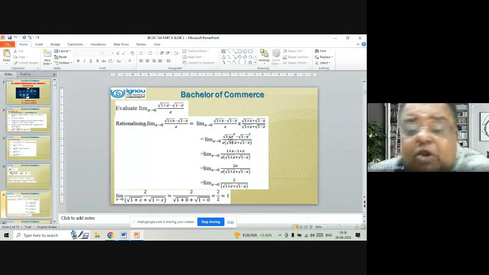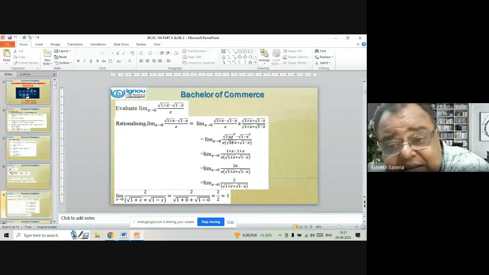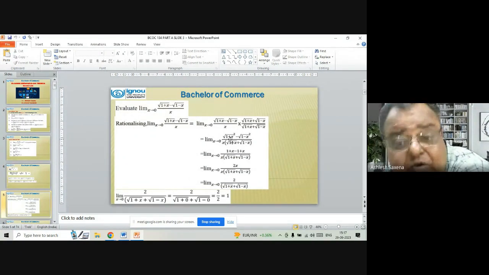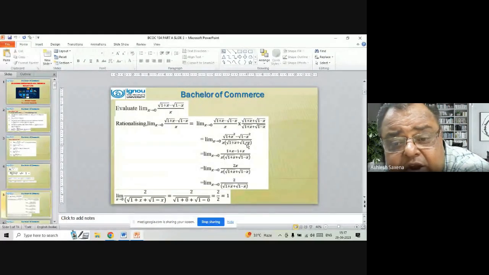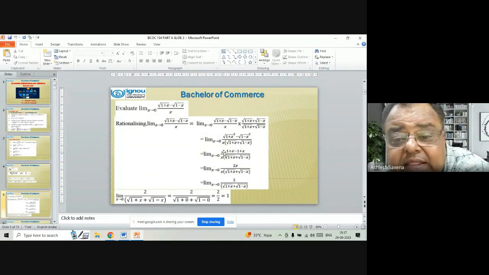While removing this, the numerator will be 1 plus x minus 1 plus x. We have to keep one thing in mind. We have to change the sign of these numbers because we have minus in front of this. That means it will be 1 plus x minus 1 plus x divided by x times the whole denominator. Now, this one and this one will get cancelled. We will be remaining with 2x. 2x divided by this. This x will be cancelled by this. So we are left with this.